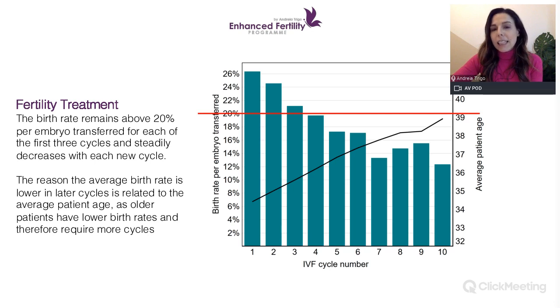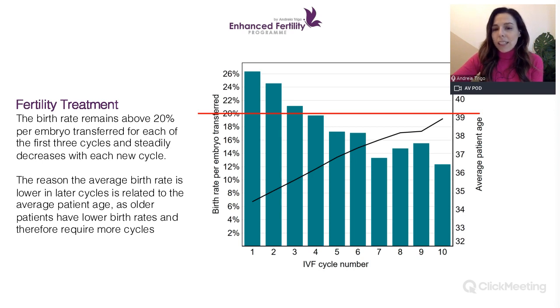So it is slightly higher compared to natural conception. And we know that it remains at around 20% or higher for the first 3 cycles. This is the main reason why NICE recommendations recommend 3 cycles for everyone here in the UK to be funded by the NHS. We know that doesn't happen, but it comes from this likelihood that we have a 20% chance in the first 3 cycles.